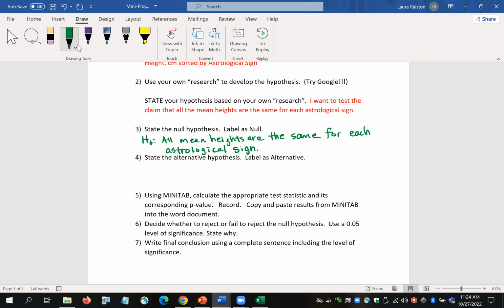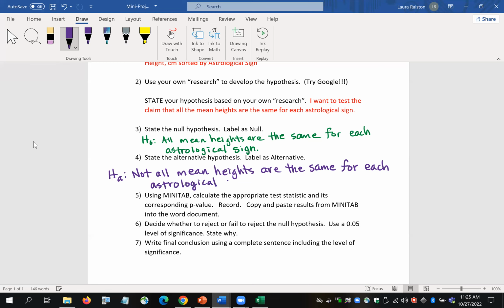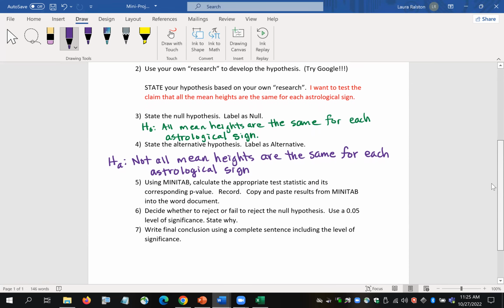The alternative then, which is the exact opposite, would be not all mean heights are the same. I'm saying they're not all the same. You could say at least one differs. There's lots of ways to say it, but typically with Anova, the null will imply that they're equal or the same, and the alternative will imply that they're different or not equal. Okay, so we've written out our hypotheses, which is the same process we used on Tuesday.